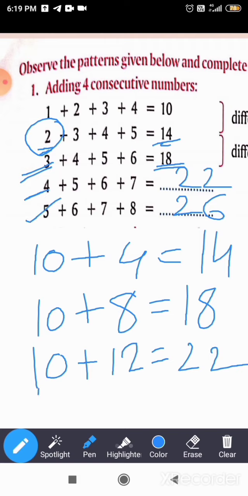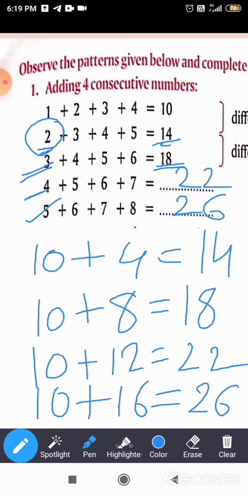For this one, again 10 plus 5 minus 1, 4. 4 you are going to multiply by 4. So 4 4s are 16 and my answer is 26.